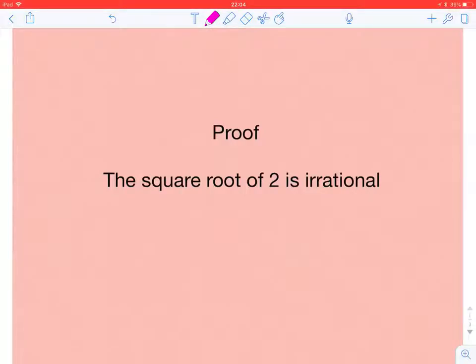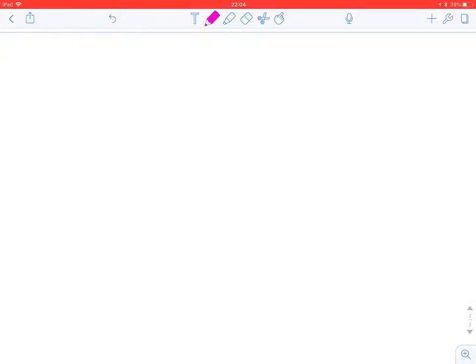This is a proof that the square root of 2 is an irrational number, and it's one of the 2 formal proofs required on the A-level maths syllabus. We'll begin by assuming the square root of 2 is a rational number, and we'll derive a contradiction which will mean our assumption was wrong and root 2 is in fact an irrational number. So starting point, assume the square root of 2 is rational.